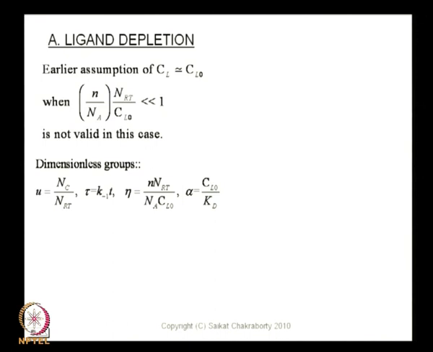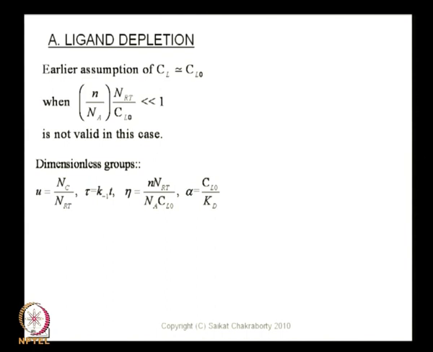K minus 1 is the first order rate constant. So, tau is dimensionless, and eta is nRT over NaCl naught. Why nRT over Na? Because that has the units of concentration, right.